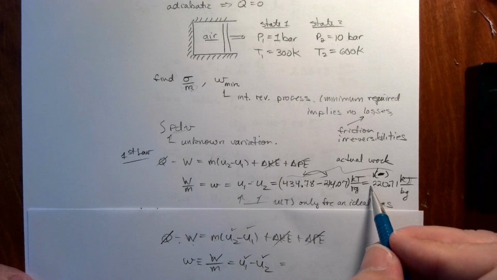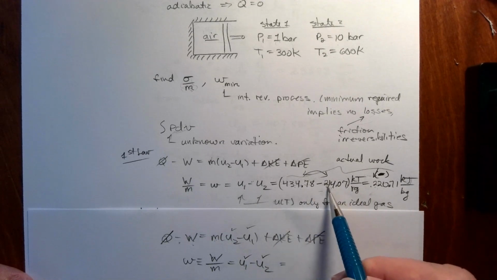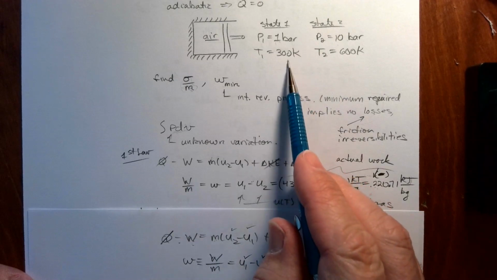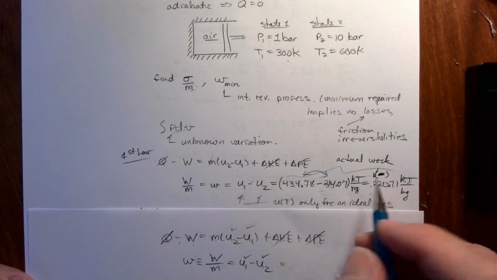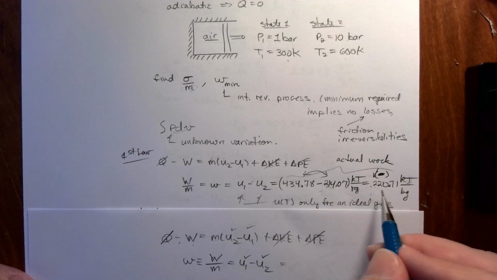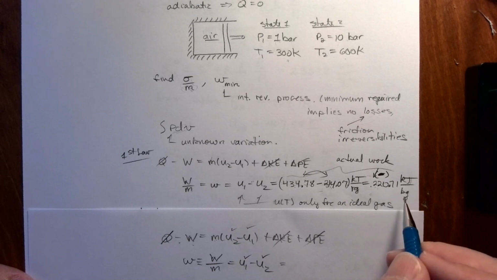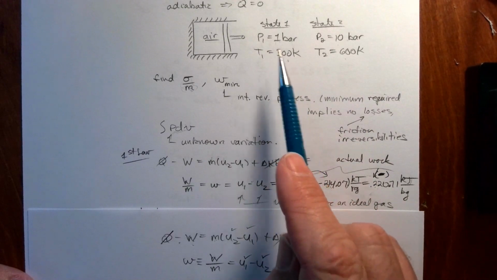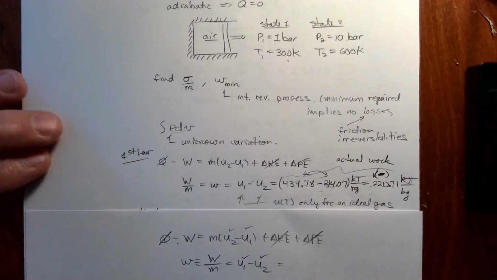Now, it is air, and that's all I can tell because it is air. U is only a function of temperature. So the lower temperature would be a lower U, and the higher temperature would be a higher U. So I definitely have those backwards. Okay, so it's going to be the same answer with a minus sign. So it's minus 220.7 kilojoules per kilogram, the actual work required to take the air between state 1 and state 2.